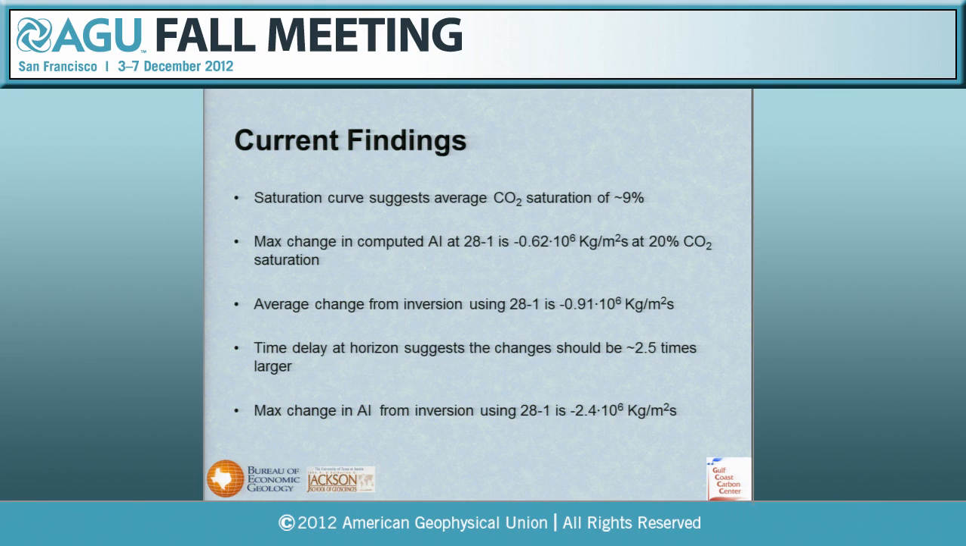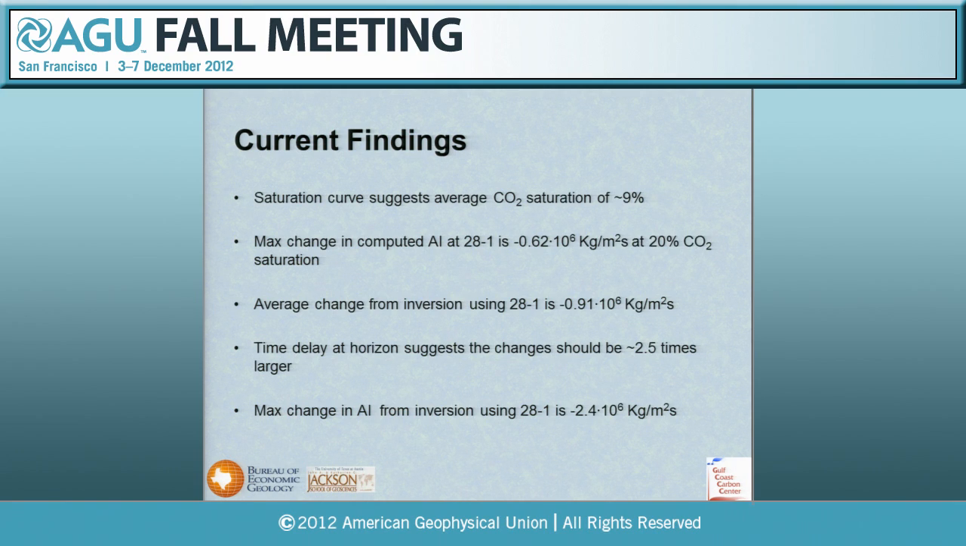So because of this, we looked at the quantities of everything we computed. What's interesting to note is that the maximum change from the acoustic impedance at the 28-1 well is actually similar to the average change computed from the inversion. On the other hand, the time delay suggests it should be about 2.5 times larger than what we see, which corresponds to the maximum change from the inversion. So somewhere in here, we're on the right track, but there's a significant amount more work to do.